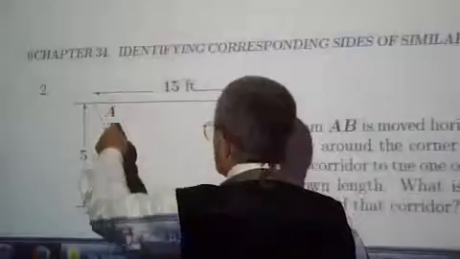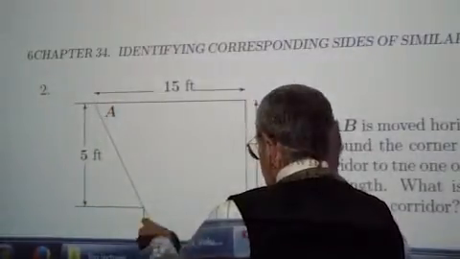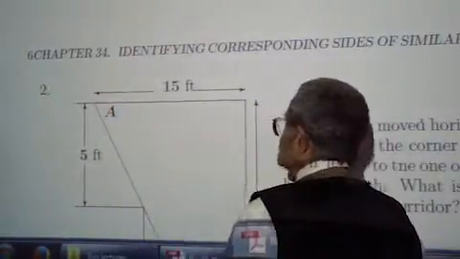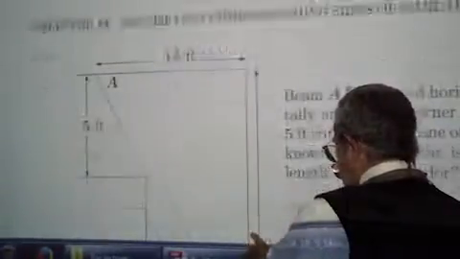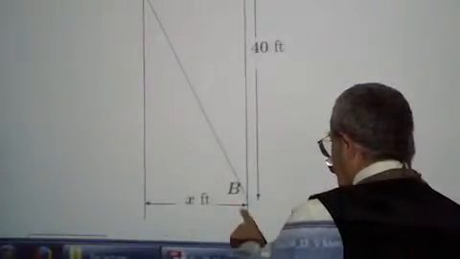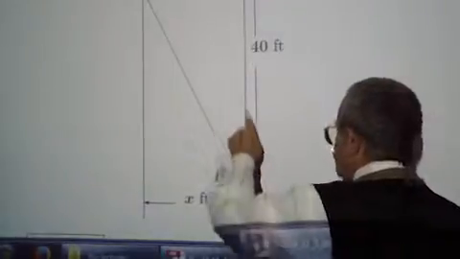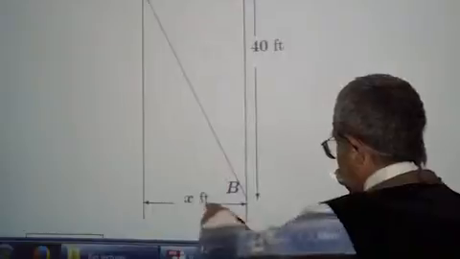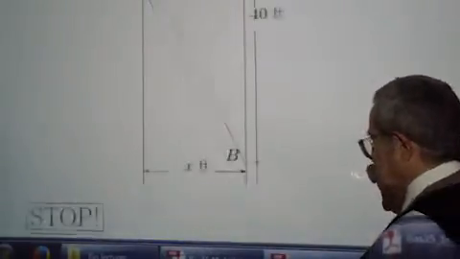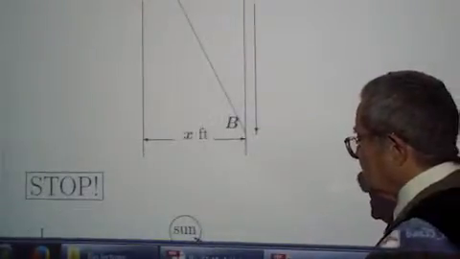The width of this corridor is 5 feet. The width of that corridor is to be found. That's x. This dimension is 15. And the beam cuts back on this wall a distance of 40 feet this way. And then find the width of this corridor. Find x. Nice little problem.